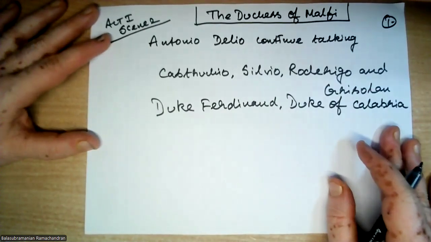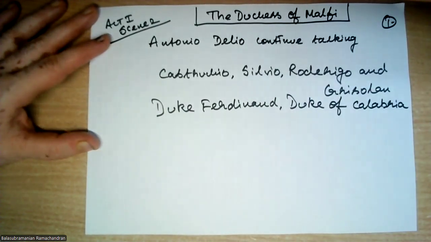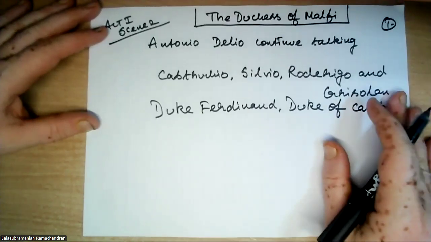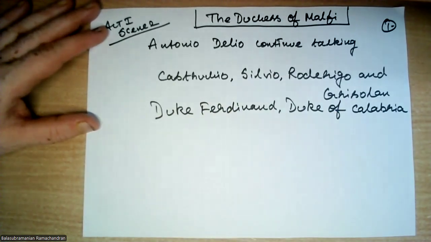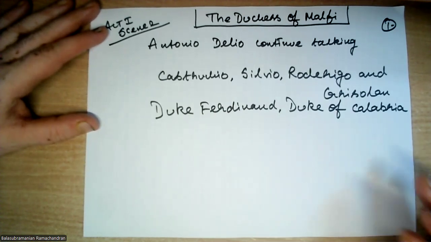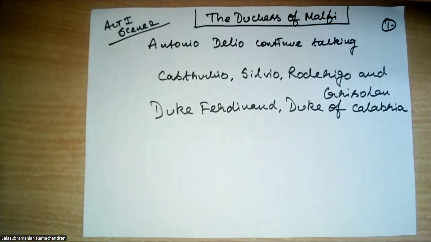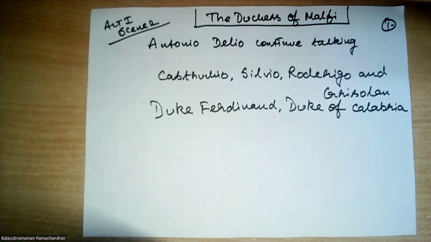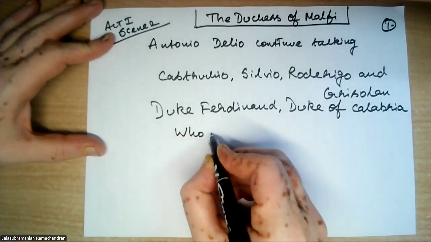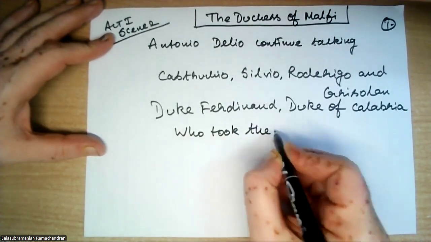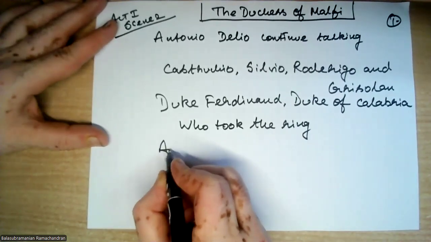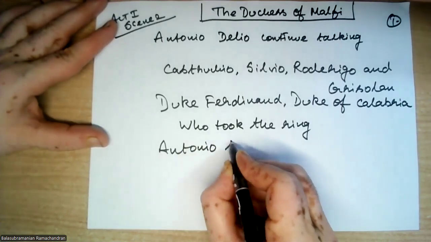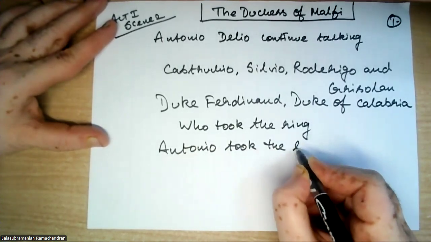Calabria is in Italy. Now, what Duke Ferdinand asks about is a sporting event. He asks Silvio and the others, who took the ring? That is the question he asks. The answer comes that Antonio took the ring the most number of times.